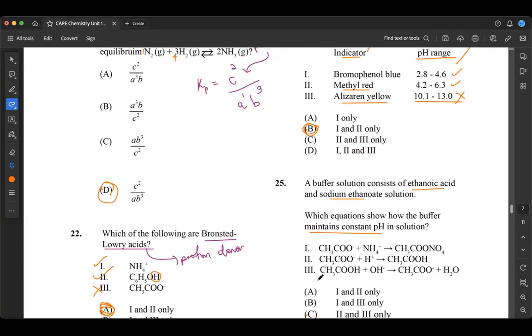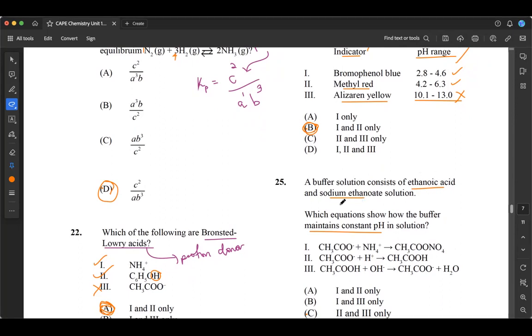25 says that a buffer solution consists of ethanoic acid and sodium ethanoate solution. So that's CH3COOH, that's my acid. And then this is going to be my salt of that acid, so it's going to be CH3COO minus, Na plus, sodium ethanoate. So that's what my buffer system consists of. So which equations show how the buffer maintains a constant pH in solution? Remember, the way that the buffer works is that it maintains a constant pH by resisting any change that you impose upon it, right?